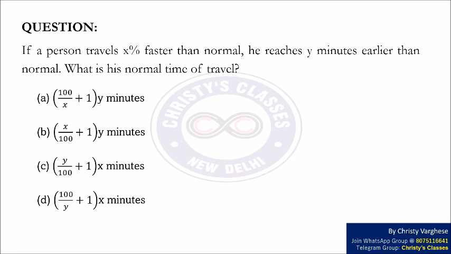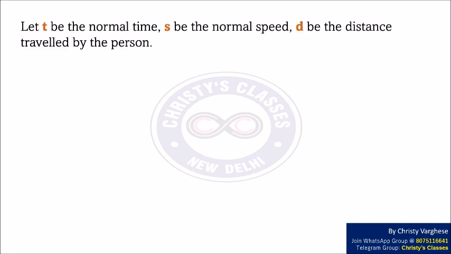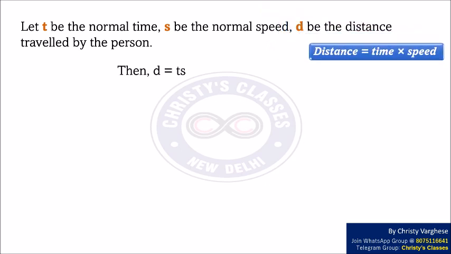Let T be the normal time, S be the normal speed, and D be the distance travelled by the person. We know that distance is equal to time into speed. Then we can write D equal to T into S. Let this be equation 1.